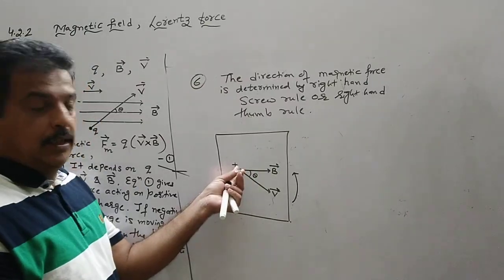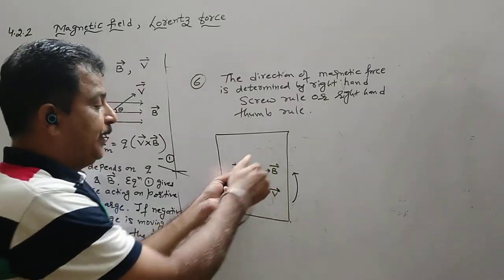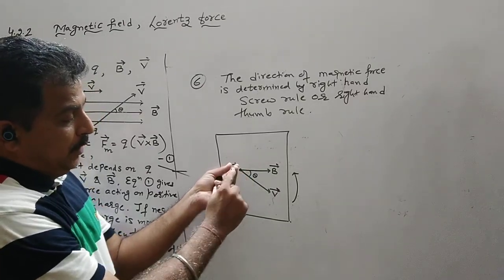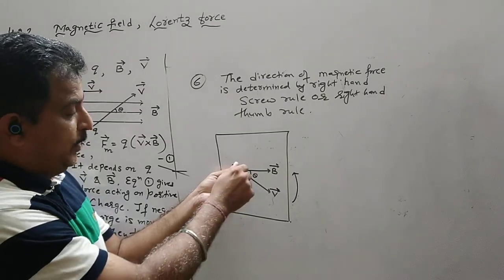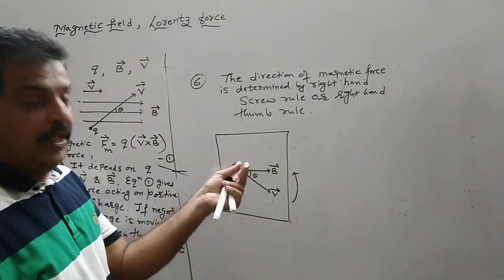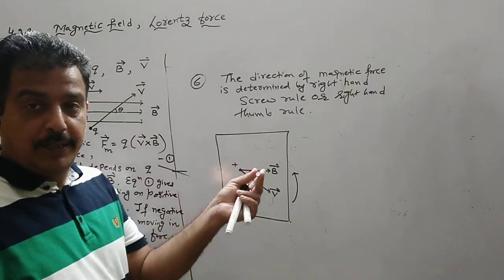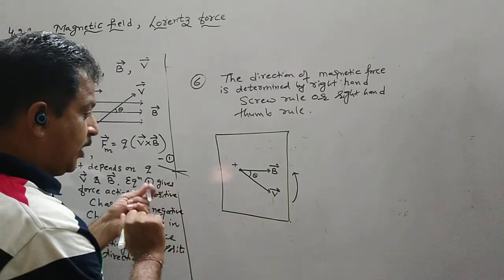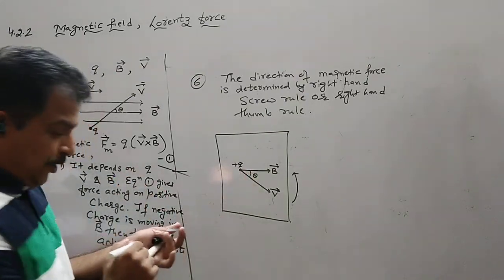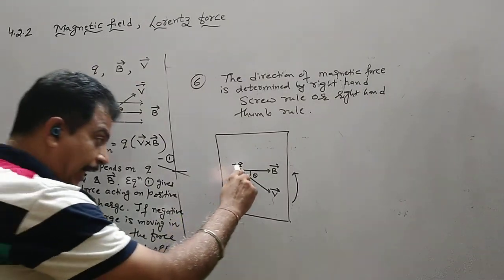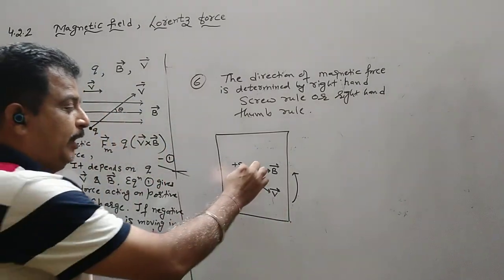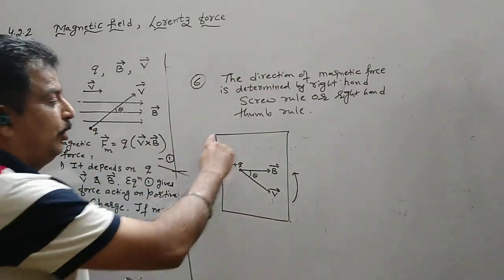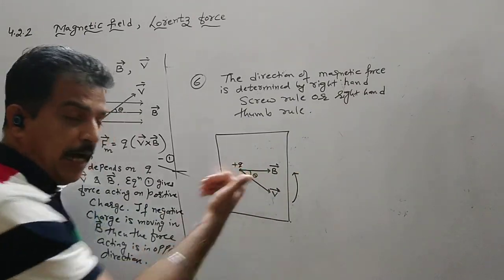Now if I rotate the screw from V to B, then if I see the head of the screw, it is in the anti-clockwise direction and the screw is coming out from the plane of paper. It means this charged particle having charge Q, instead of moving along this path, will come out from the plane of the board, that is outward.